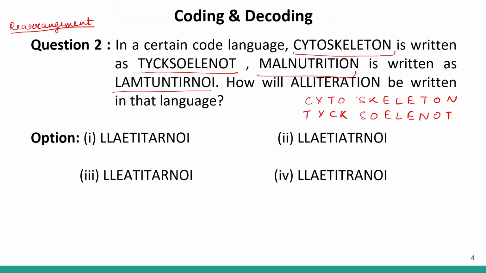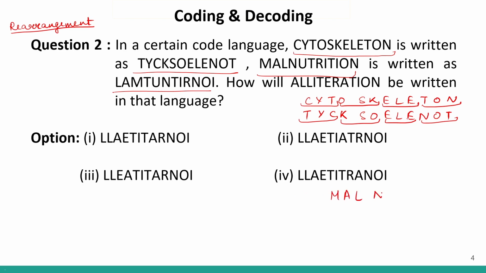Now, if I look at these 3 alphabets over here, similarly these 3 alphabets are over here. But they have been reversed. So CYT is written as TYC. OSK is written as KSO. ELE reversed will be the same. TON is written as NOT. So basically, we have divided them into groups of 3 each and we have reversed the order. So let us check if the same thing applies for MALNUTRITION as well.